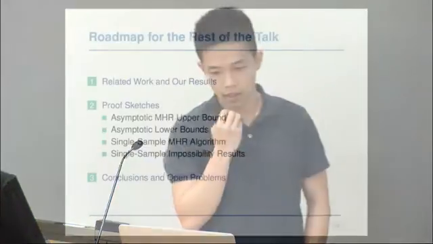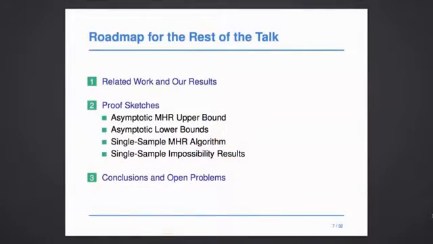Basically we're going to do some combination of these 2: the few sample and asymptotic regimes, and the regular and MHR regimes. We're going to go over what we know about this problem across these different regimes and what our results are, and then depending on how much time I have, I'll go over some of the proof sketches.